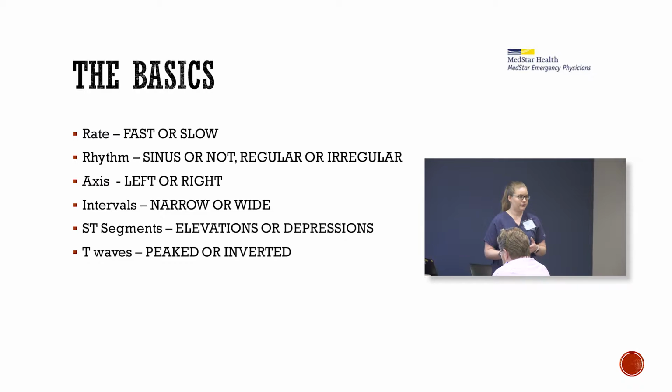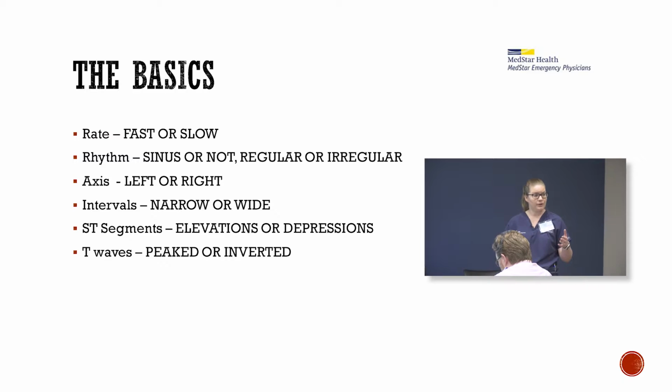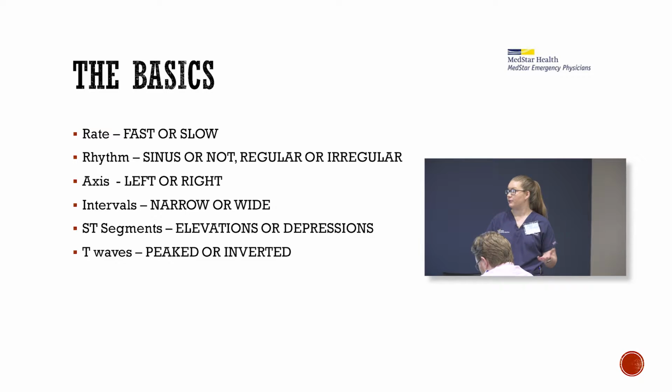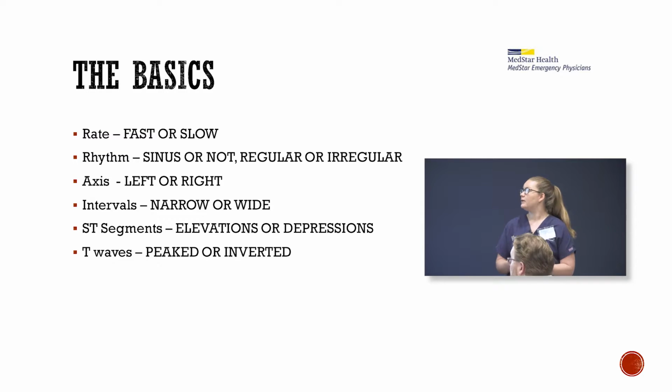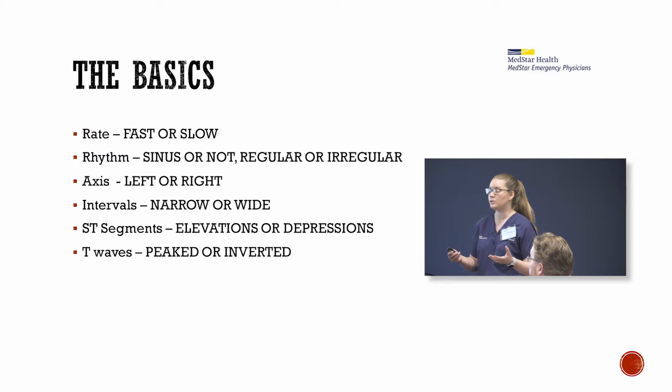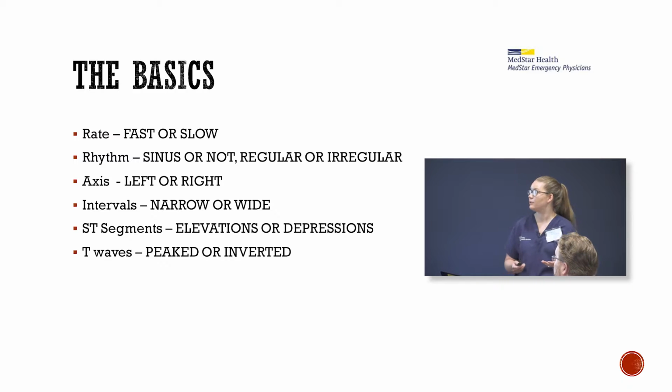To break it down even further, when you look at the rate, is it normal, meaning 60 to 100? Is it fast, meaning over 100, or is it slow, meaning less than 60? Your rhythm, is it sinus or not sinus? And when you're having a hard time figuring out the rhythm, is it regular or irregular? We'll touch on this quite a bit later. And then your axis, is it normal, left or right? There's also an extreme axis deviation that we'll touch on briefly. And then your intervals, are they normal, narrow, wide? Your ST segments, normal, elevated, or depressed, and your T waves peaked or inverted.